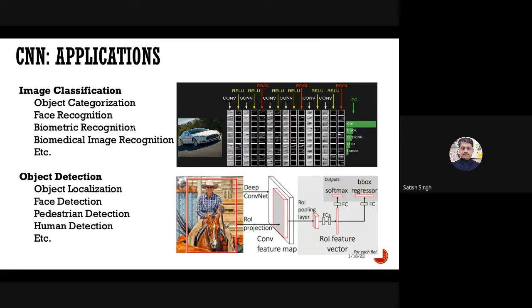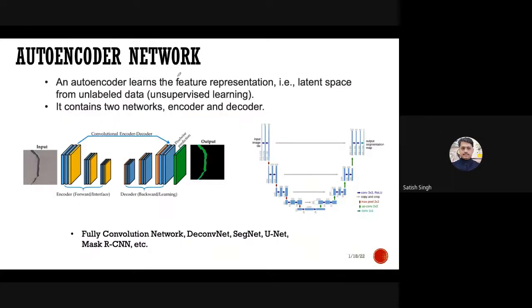Now, what are those applications? Image classification, then object recognition, face recognition, biometric recognition, biomedical image recognition, and many more. Object detection, so object localization, face detection, pedestrian detection, human detection, and many more. It means almost all sorts of image processing and computer vision applications are possible with CNNs.